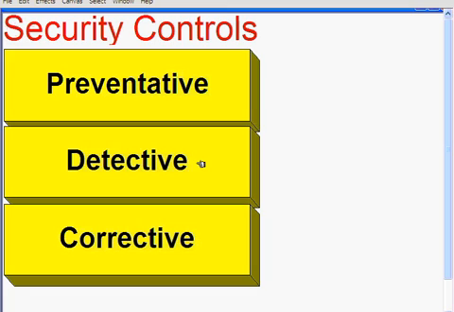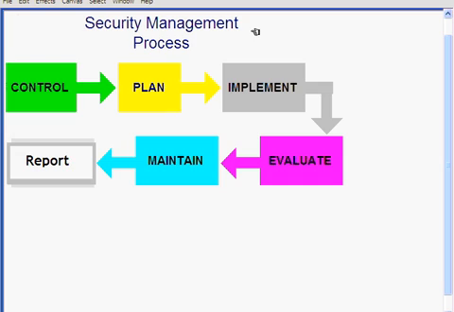Detective or repressive controls. The third category of security controls is correction or corrective or recovery controls. These will be put in play when all the other controls have failed. This is your kind of fail-safe method. They're concerned with restoring data and software backups as quickly as possible, or implementing other fallback techniques.